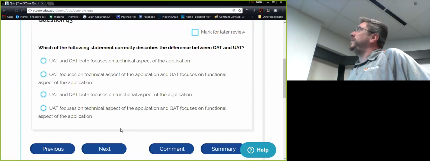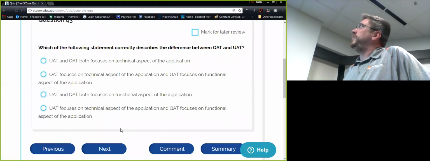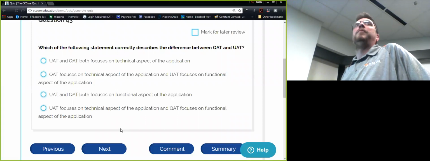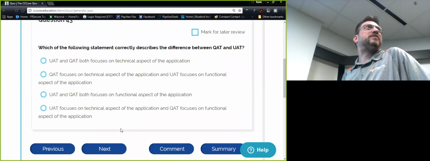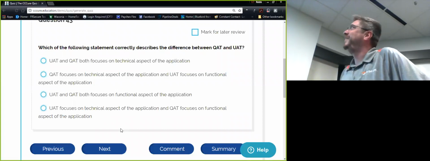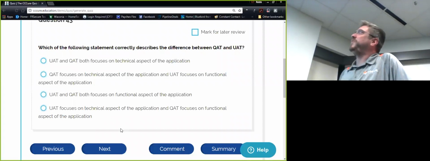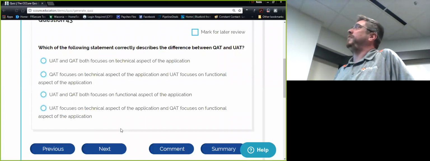Which of the following statements correctly describes the difference between QAT and UAT? Anybody remember what those are? It's acceptance testing. There you go. These are acceptance testing and quality assurance testing. QAT both focus on technical aspects of the application.